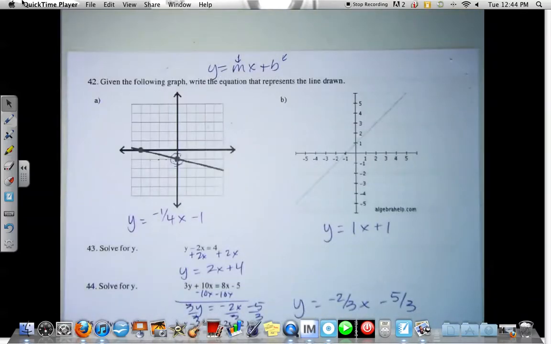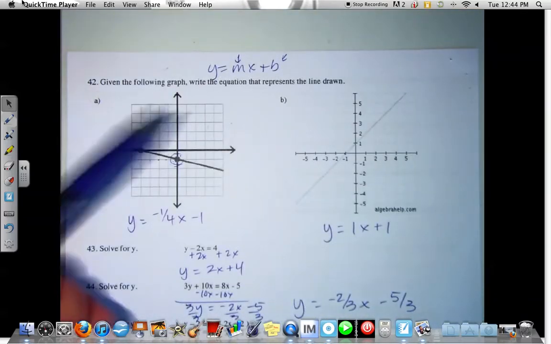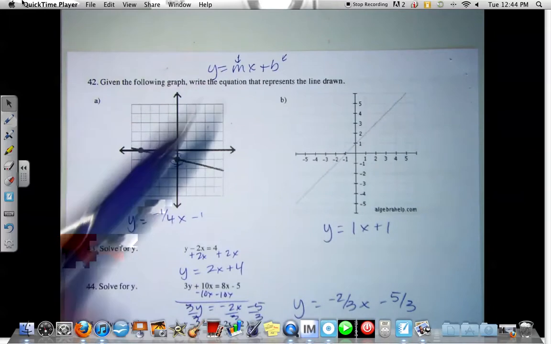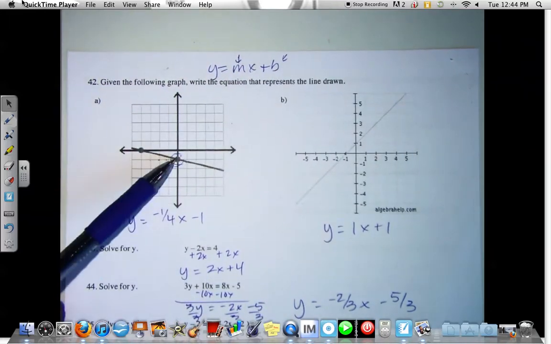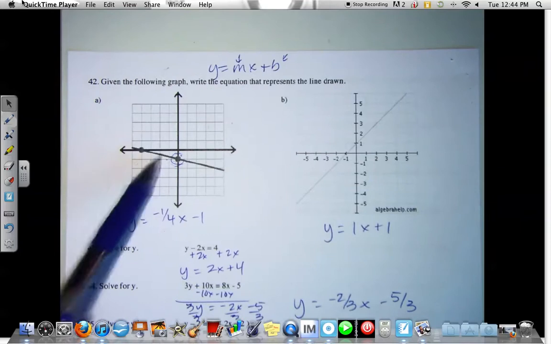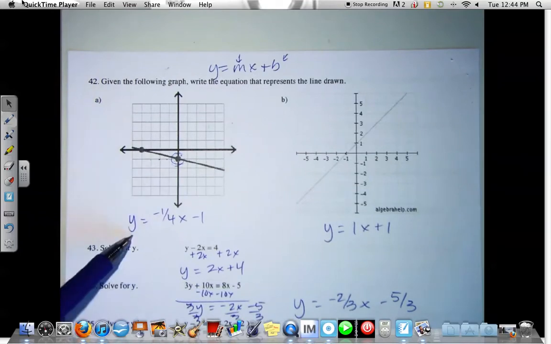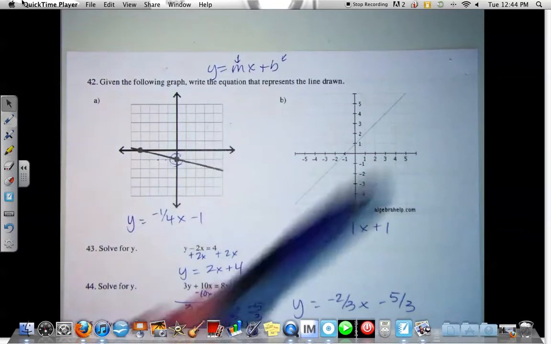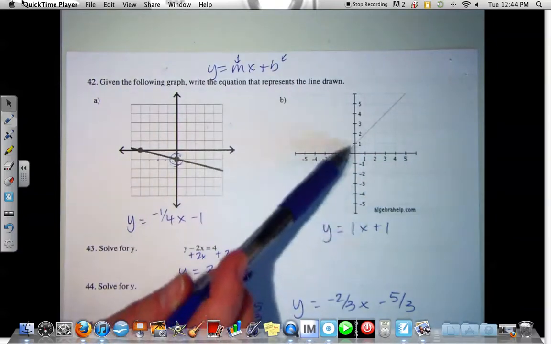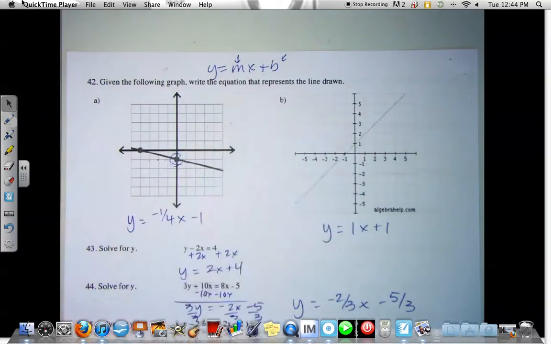42. You need to write the equation that represents the line drawn. So you need the slope and the y-intercept. Your y-intercept is -1. Your slope is down 1 over 4. So y equals -1/4 x minus 1. B, your slope is up 1 over 1. Your y-intercept is 1. So y equals 1x plus 1.